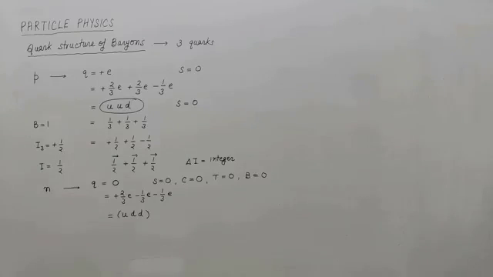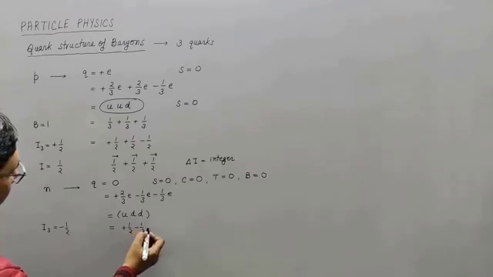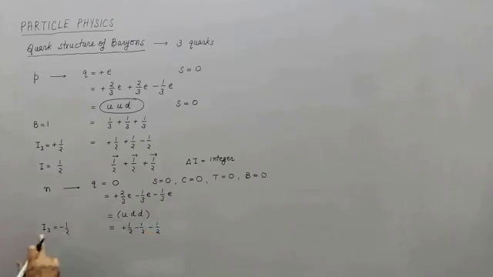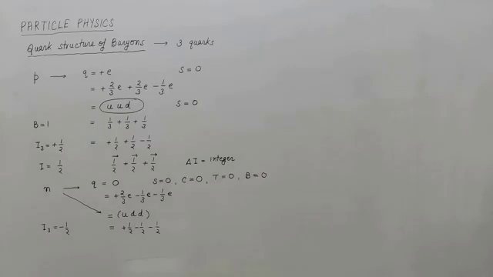You can also check in the same way. Like suppose you want to check I3. I3 for neutron is minus half. And here this is equal to plus half, minus half and minus half. So basically this I3 number is conserved here. Baryon number is also conserved. I number, you can also check. You can check every quantum number here. So the quark structure of the neutron is UDD.